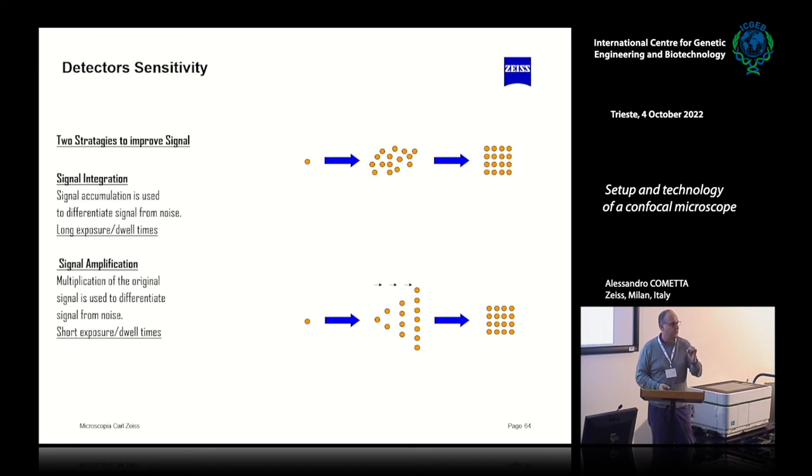On the single pixel, instead of stay for 1 microsecond, I extend to 2, 3, 10, 100 microseconds. Or I can have an average. I acquire 10 different lines and then I average it with itself. Or I can amplify. So I can use a multiplier to add information for a single photon. In this case, I need more time. In this case, I can use a shorter time, but I increase the noise.